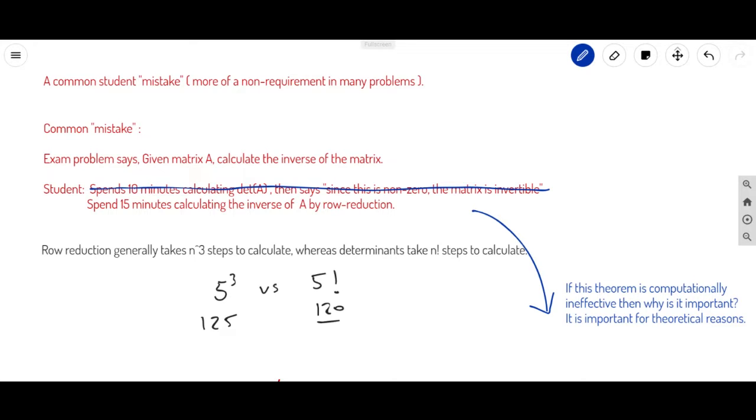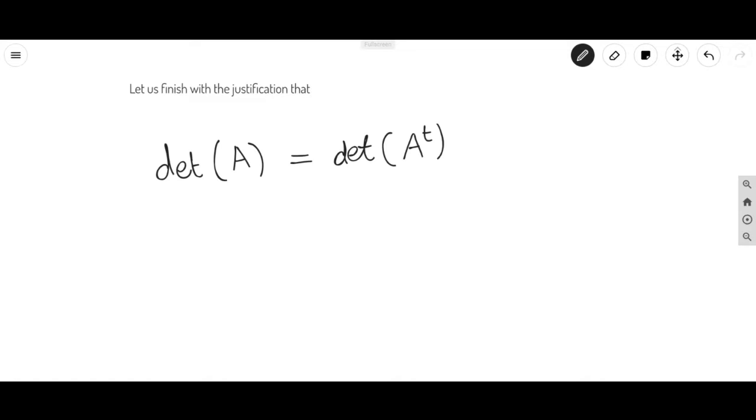So I wanted to finish with the last thing. So let us finish with the justification that the determinant of A is equal to the determinant of A transpose. I told you that this is a nice fact to know, and I want to explain to you what it has to do with.